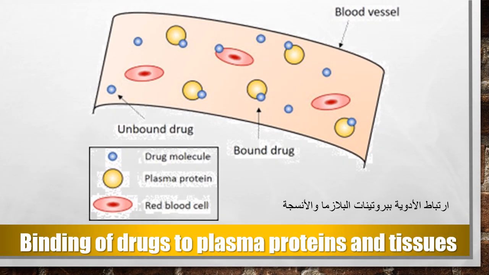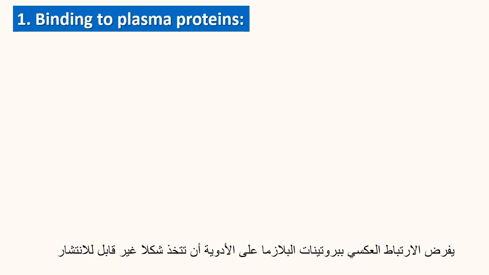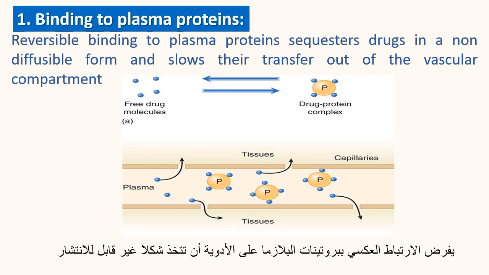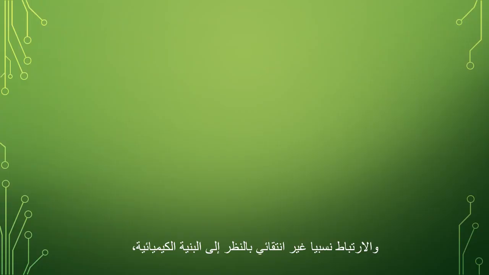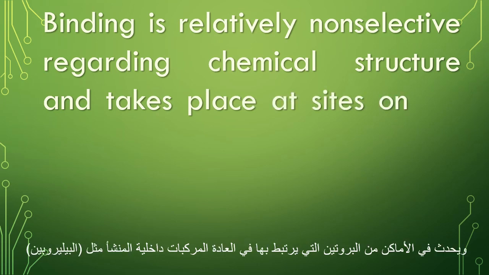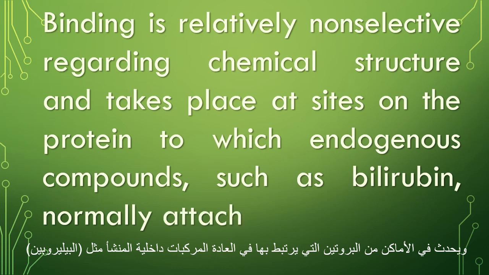Binding of drugs to plasma proteins and tissues. Binding to plasma proteins. Reversible binding to plasma proteins sequesters drugs in a non-diffusible form and slows their transfer out of the vascular compartment. Binding is relatively non-selective regarding chemical structure, and takes place at sites on the protein to which endogenous compounds such as bilirubin normally attach.